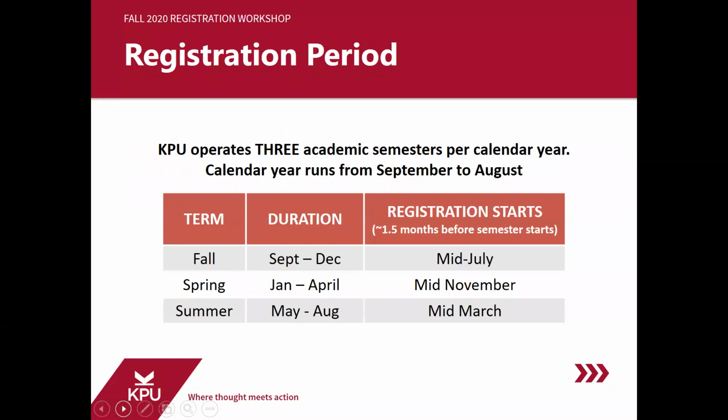So KPU operates 3 academic semesters per calendar year. So for the fall, we run from September to December, and the registration starts sometime in mid-July. I would suggest that you can go onto the registration system to check when exactly is your registration date and time. Or else I believe we have also sent you an email letting you know when your registration date and time is.